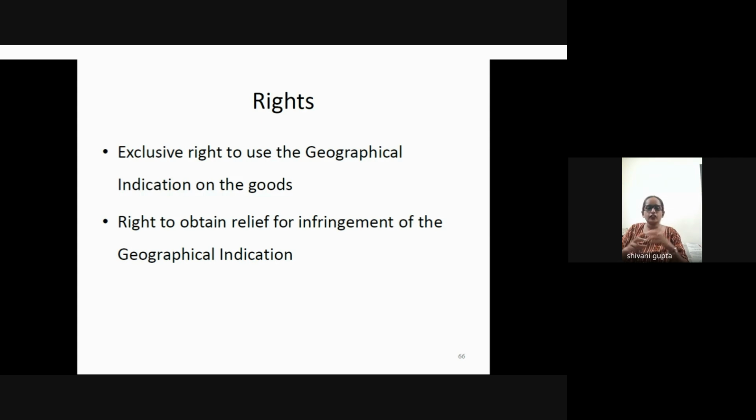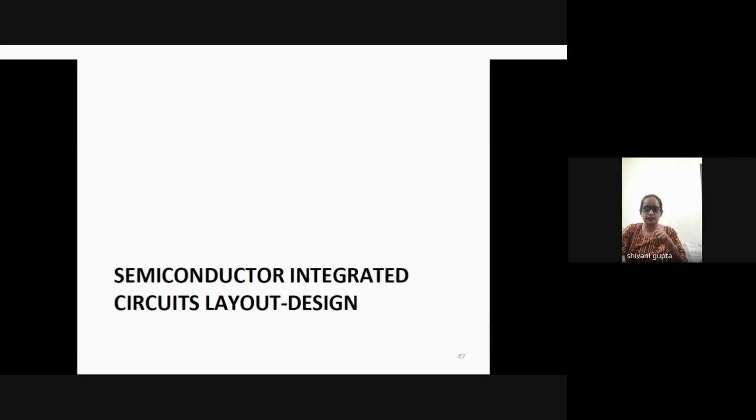Now, any of the goods that get protection under the GI exclusively get the right to use the GI on the goods, and the persons also obtain relief for the infringement of those GI. Now comes another category, that is the semiconductor integrated circuits and layout designs.